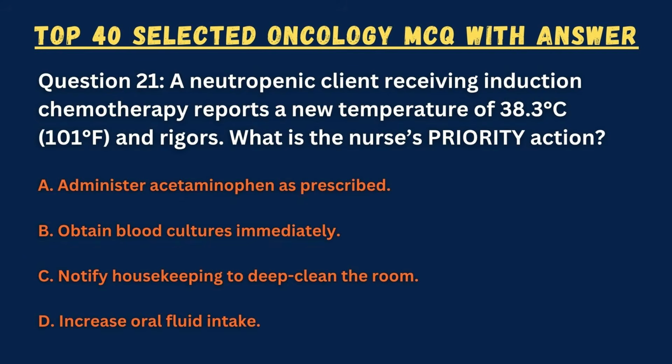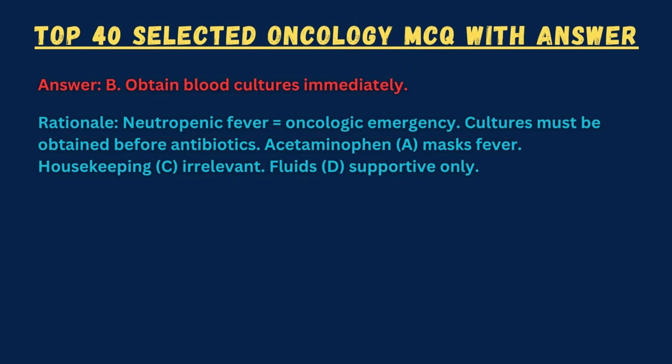Question 21. A neutropenic client receiving induction chemotherapy reports a new temperature of 38.3 degrees Celsius, 101 degrees Fahrenheit, and rigors. What is the nurse's priority action? A. Administer acetaminophen as prescribed. B. Obtain blood cultures immediately. C. Notify housekeeping to deep clean the room. D. Increase oral fluid intake. Answer. B. Obtain blood cultures immediately.